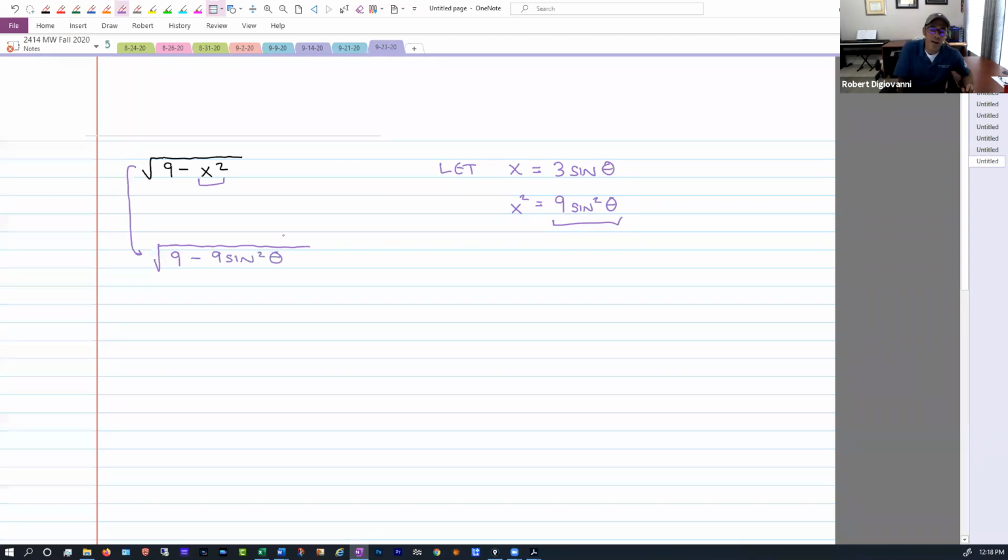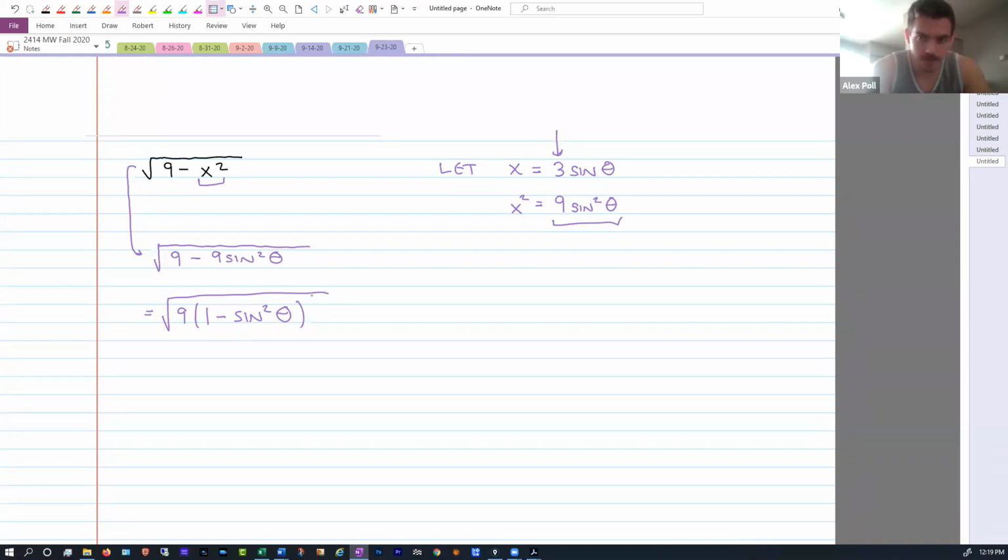Notice that they both have 9s. That was by design. I intentionally made that. I made that a 3 so that when I squared it, it would give me a 9. Since they both have a 9, I can factor a 9 out of both of them, and that will leave me with a 1 minus sine squared theta. And what is 1 minus sine squared theta? Cosine squared theta, Pythagorean identity, right? If you use the Pythagorean identity, that's just cosine squared theta.